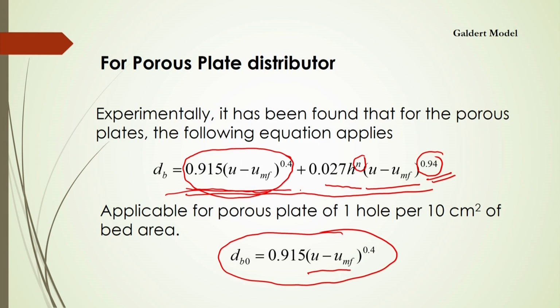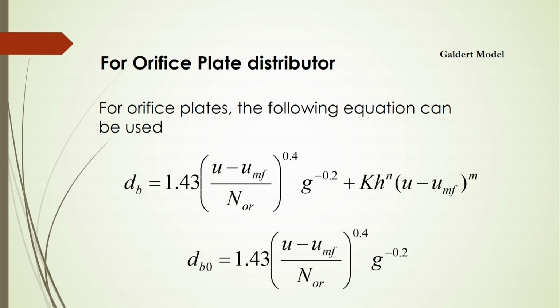Now, this correlation has been made by doing experiments with a porous plate, where the porous plate consists of one hole per 10 square centimeter area of the bed. So, based on this porous plate distributor, you can calculate the bubble diameter at a certain height and at a certain gas velocity, and you will also obtain the initial bubble diameter from this correlation at a certain gas velocity. But for an orifice plate distributor, the initial bubble diameter depends on the number of holes in the orifice plate distributor.